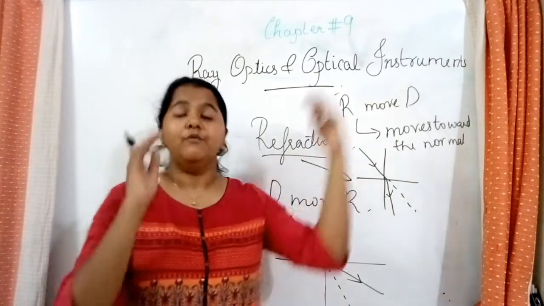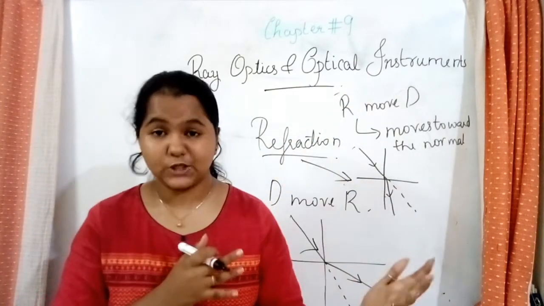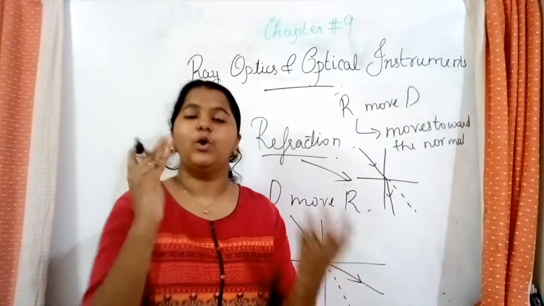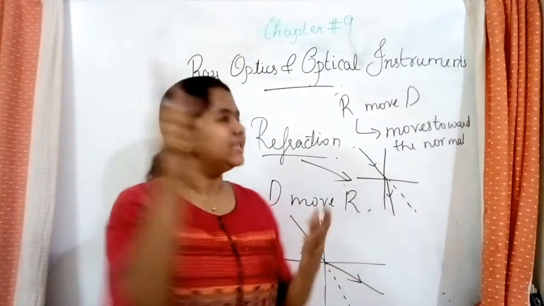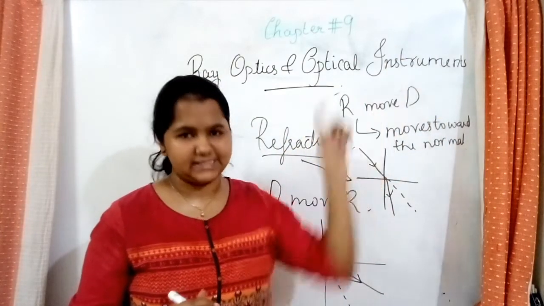In the same way, when you move from a rarer to a denser medium, you cannot increase your speed, you have to decrease your speed. So what happens? There's a decrease in speed, there's a decrease in angle. So rarer to denser, decrease in speed, decrease in angle.